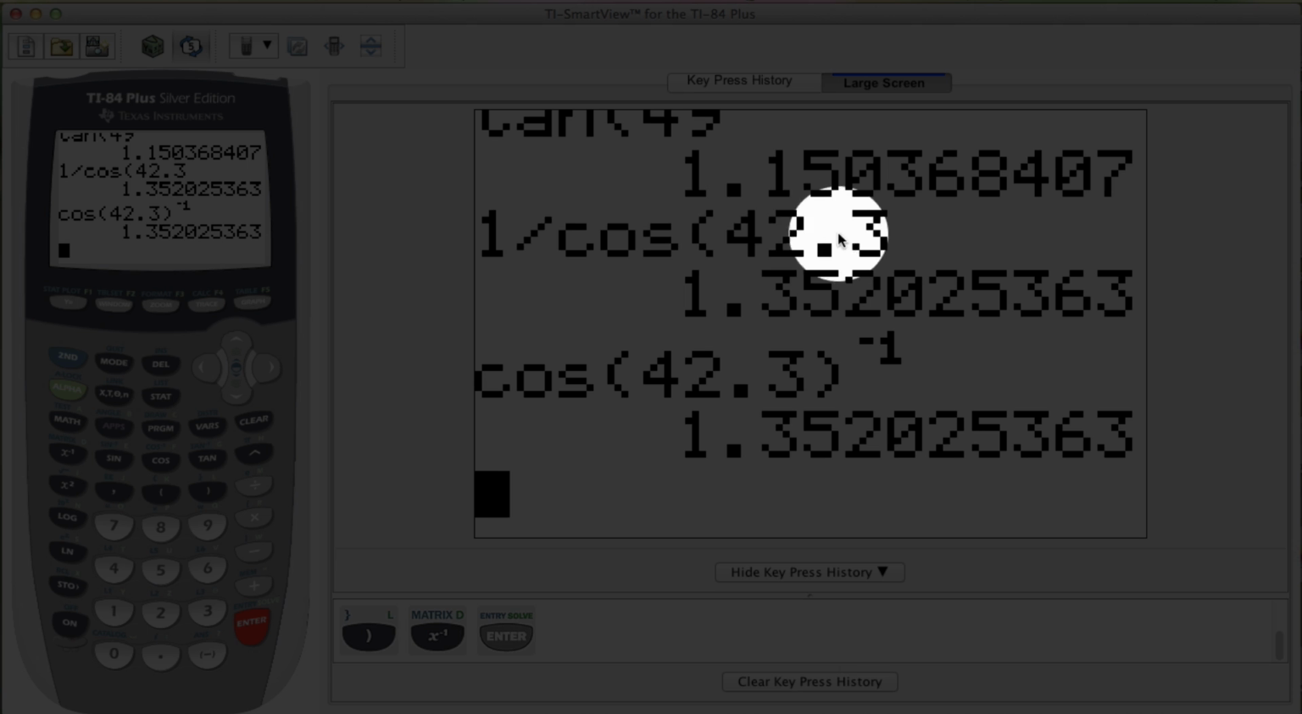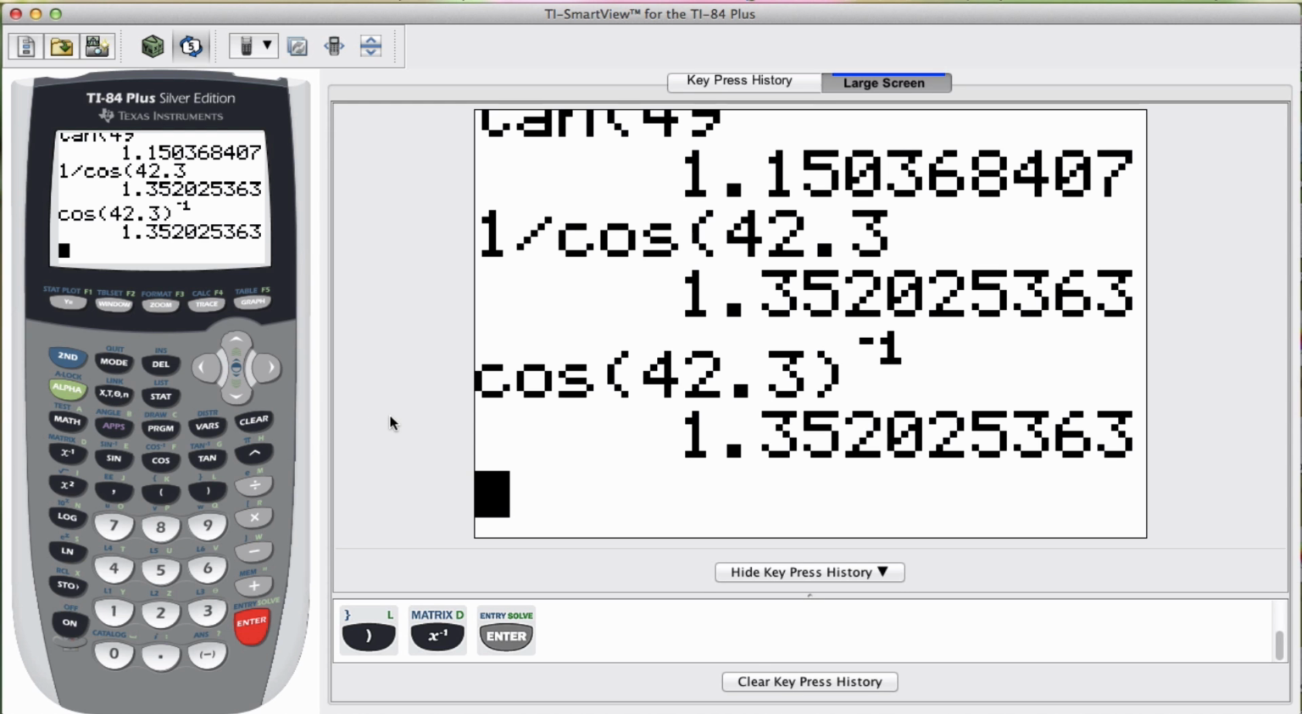It really does not matter which method you choose to use. I personally like the 1 divided by method better, just because then it's not dependent on me closing my parenthesis or anything like that.